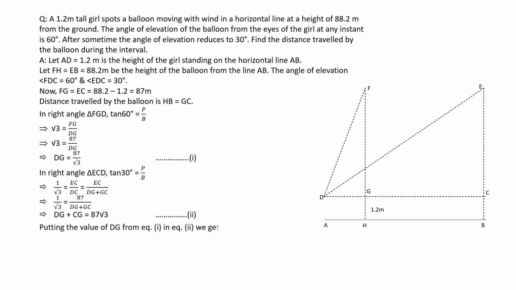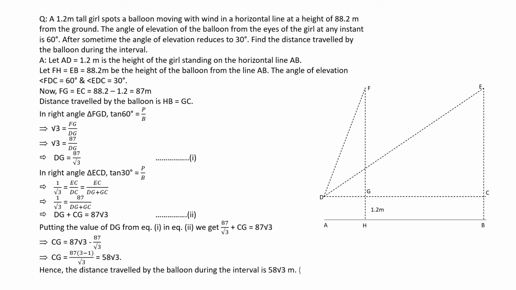Now putting the value of DG from equation 1 in equation 2, we get 87 by root 3 plus CG equals 87 root 3, or CG is nothing but 87 root 3 minus 87 by root 3, which is 87 into 3 minus 1 whole divided by root 3, which is nothing but 58 into root 3. Hence, the distance traveled by the balloon during the instant is 58 root 3 meter. That is the answer.